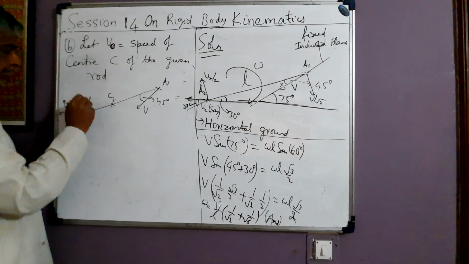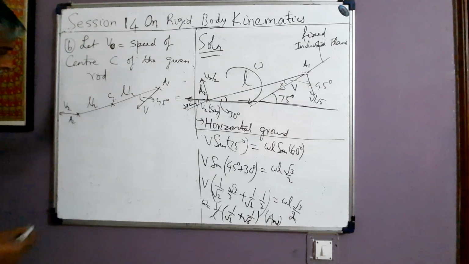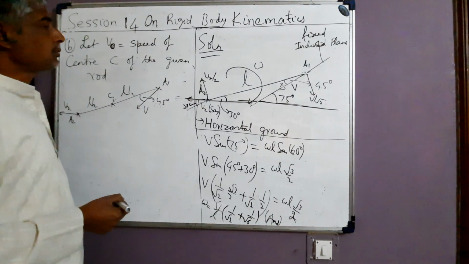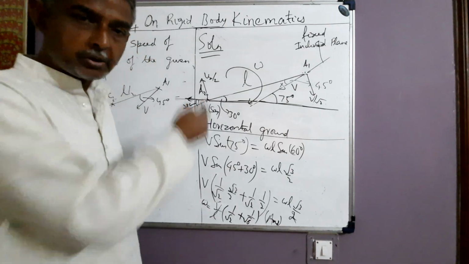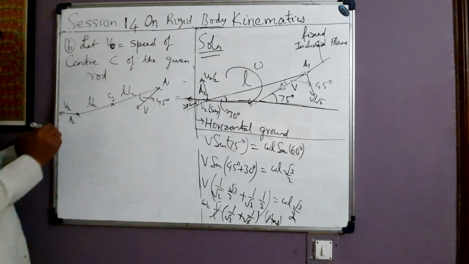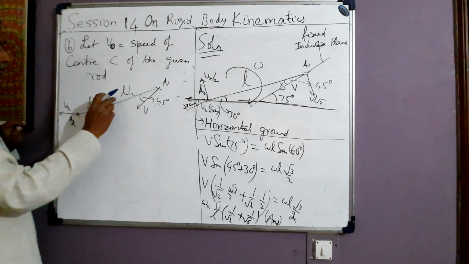Center C is the center of this rod A1, A2. Now this is L by 2. This is also L by 2. Okay, midpoint. So we apply the section formula for velocity. In case you have any doubt about the section formula, you can refer to the 12th video on rigid body kinematics. There you get it.